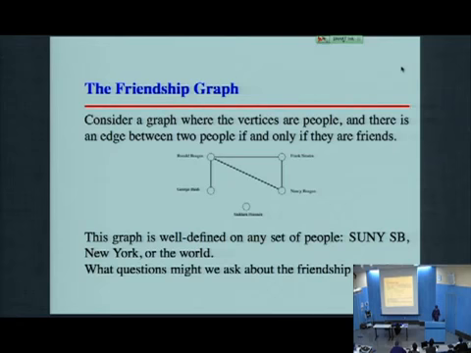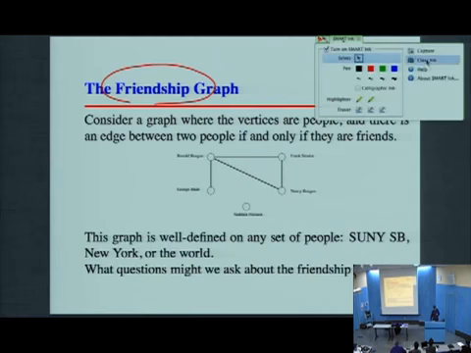When I think about social networks, I think of it as the friendship graph. Vertices are people, this is a social network. Vertices are people, edges are friendships. How can we interpret these things? What kind of algorithmic questions might come up on a social network?